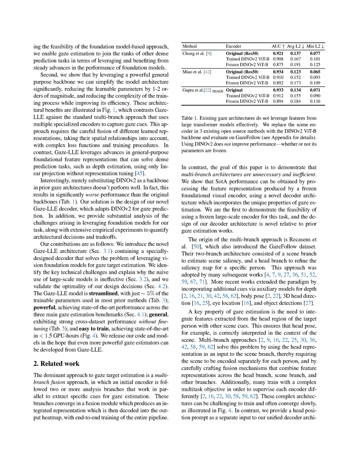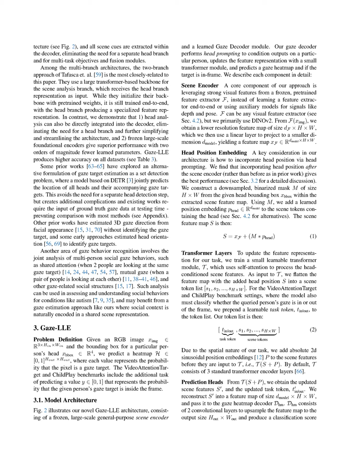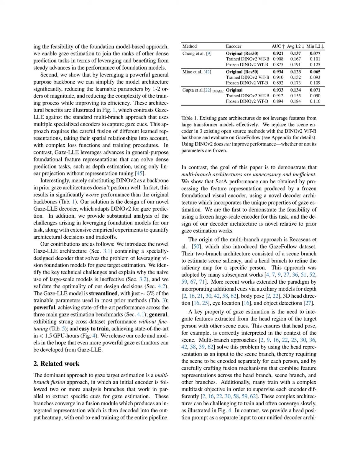The Gaze-LLE model processes this input by first using a frozen large-scale general-purpose scene encoder to extract visual features from the entire image. Then the gaze decoder module integrates the head position prompt and updates the feature representation through a small transformer, ultimately predicting a gaze heat map, H, that indicates the probability of each pixel being a gaze target. The output heat map can then be interpreted to identify where the person is looking within the scene.